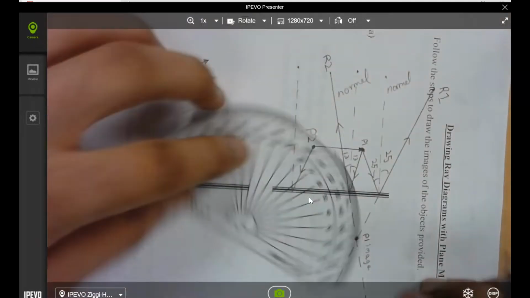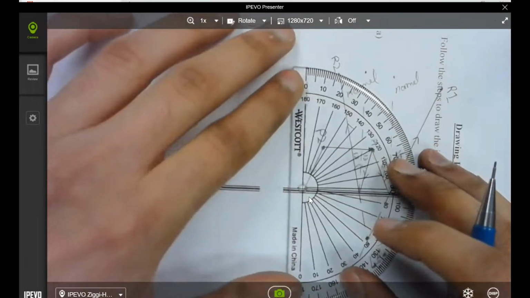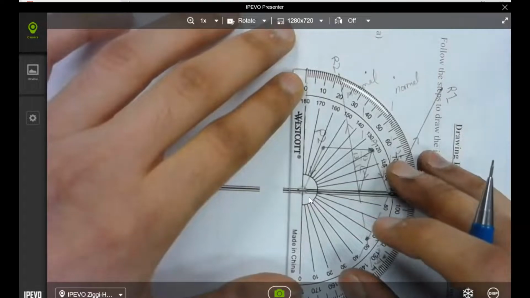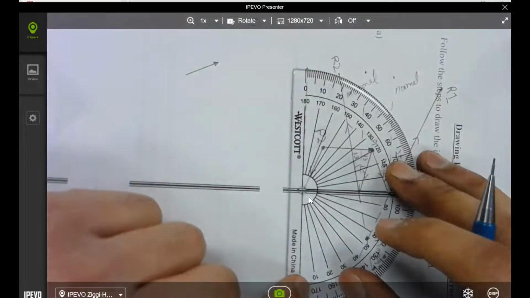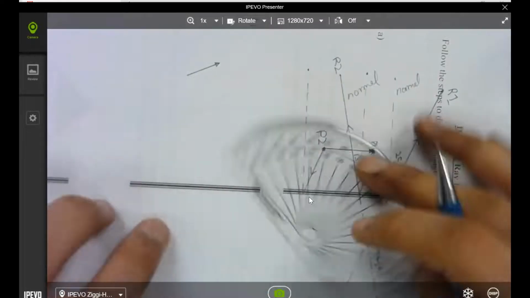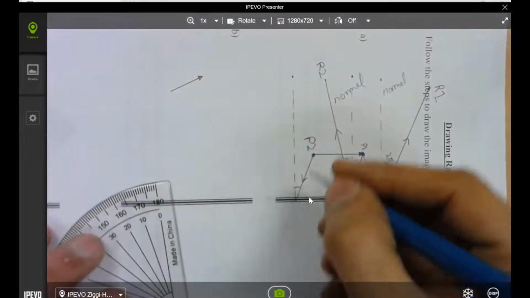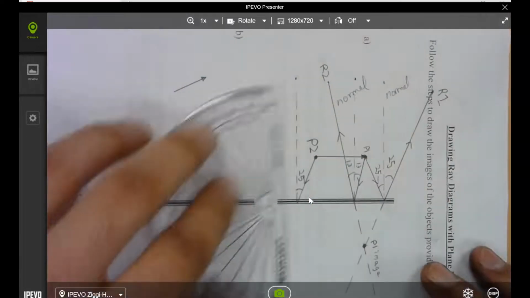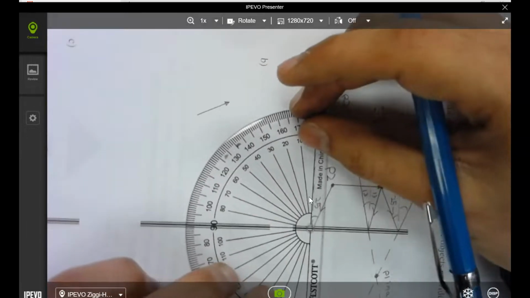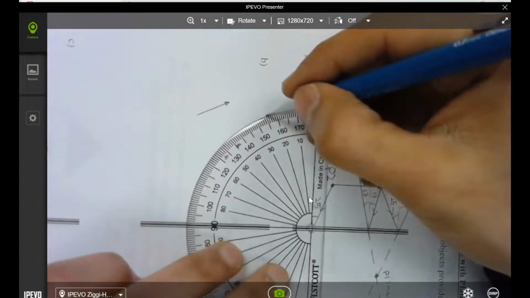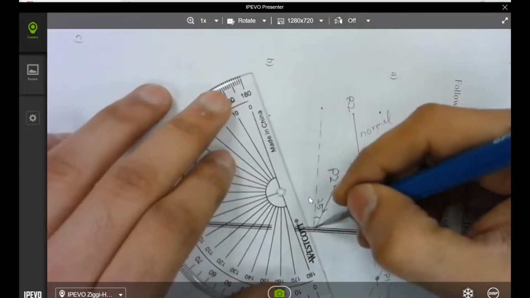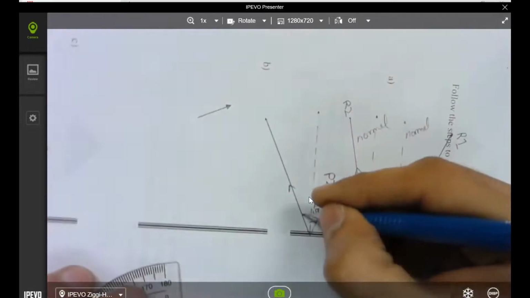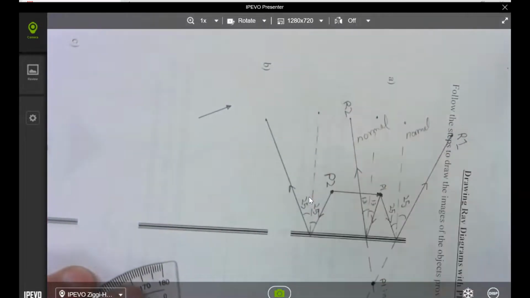All right, so now I'm going to measure my angle of incidence, putting my protractor along the normal. I'd say that's about 25 degrees. We're in between the 20 and the 30. So therefore, this angle here is 25 degrees. So I'm going to turn my protractor around, set it along the normal, mark 25 degrees, and then draw my reflected ray. This is also 25 degrees.